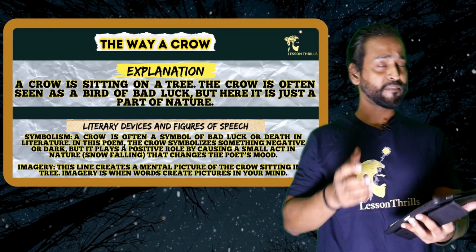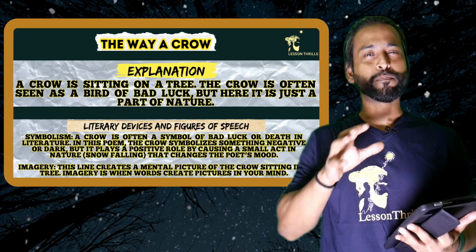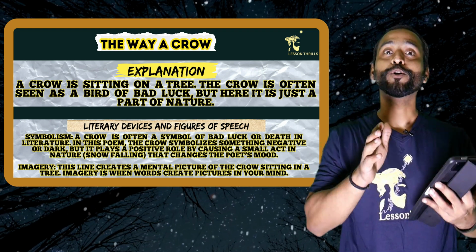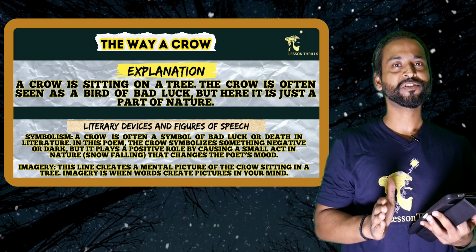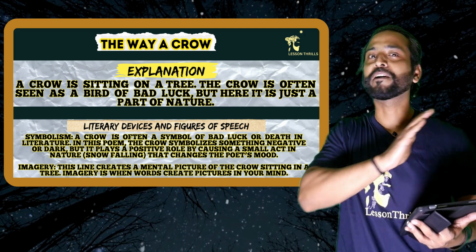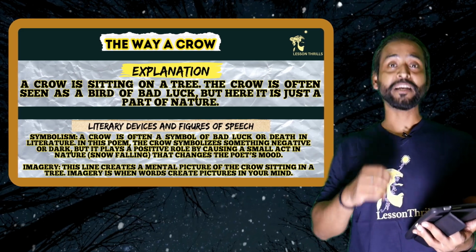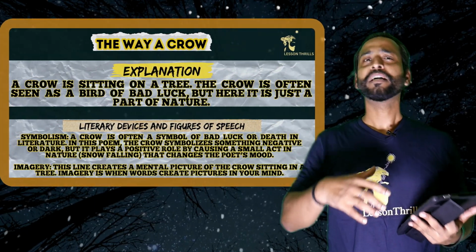Now let's see what are the figures of speech and literary devices here. Symbolism. Crow is basically symbolized as bad luck. But here, the crow has been symbolized as good luck, because the poet was desolated, sad, but the small action of the crow changes the scene completely from sadness to happiness. Next, we can see the imagery. Imagery means word pictures. If we read the poem, we can create several pictures in our brain. So, this line creates imagery in our brain.